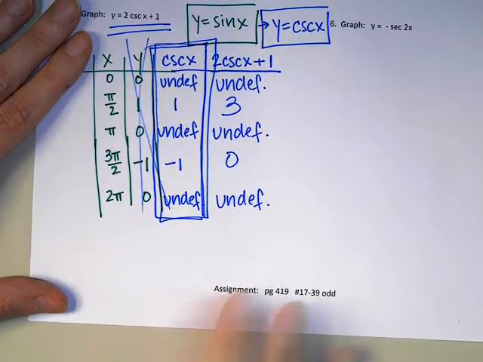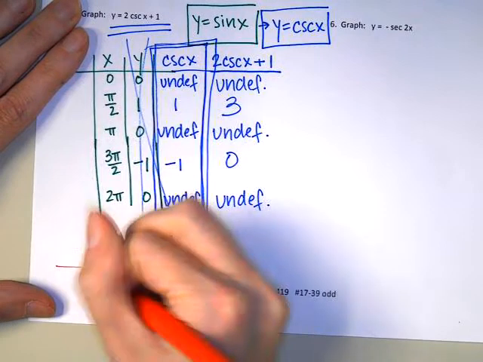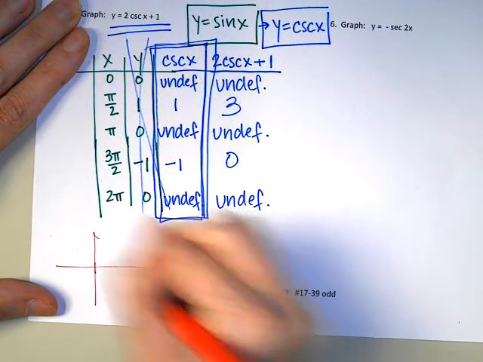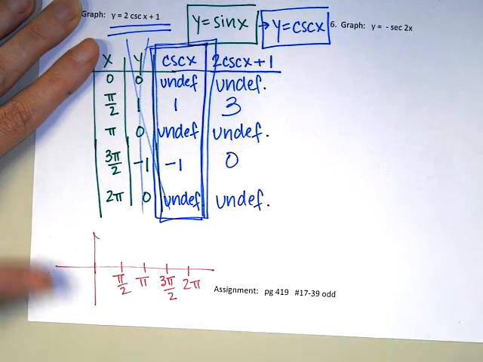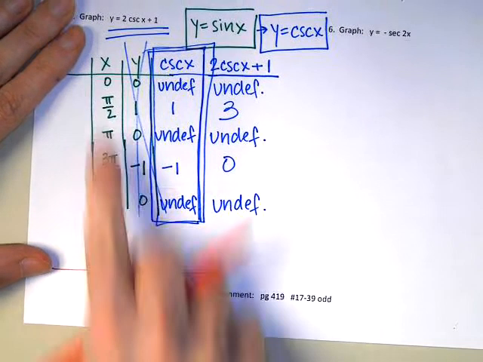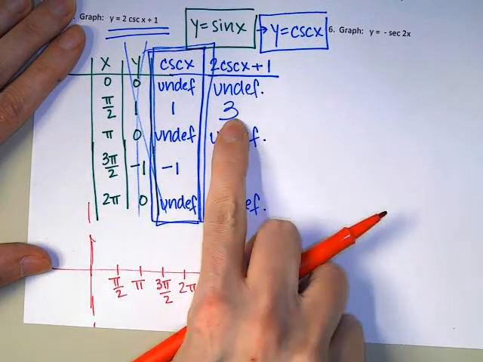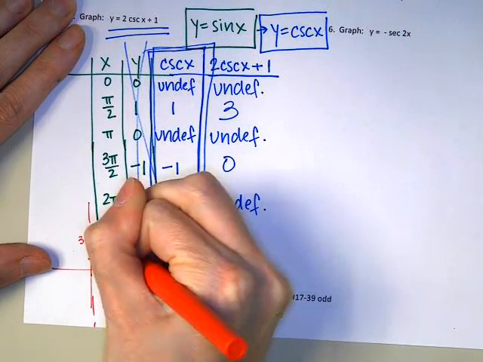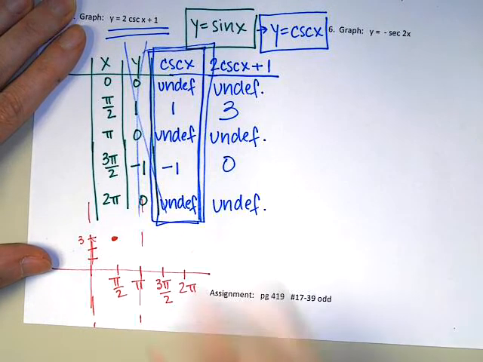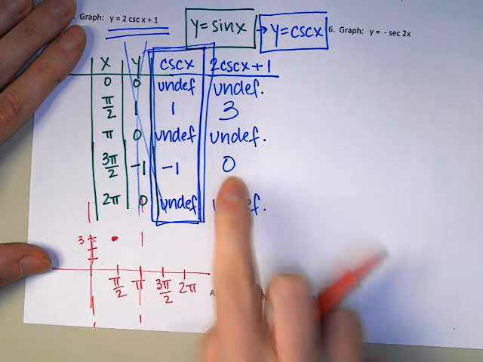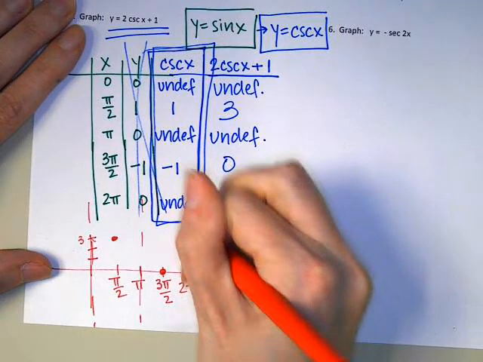All right, so let's see what the graph looks like. So we're going from 0 to 2 pi. I'm just getting all my key points labeled here. Okay, let's see what we got. At 0, we're at an asymptote, undefined. At pi over 2, we're at 3. At pi, we have another undefined asymptote. At 3 pi over 2, we're at 0. And at 2 pi, we are at an undefined asymptote again.